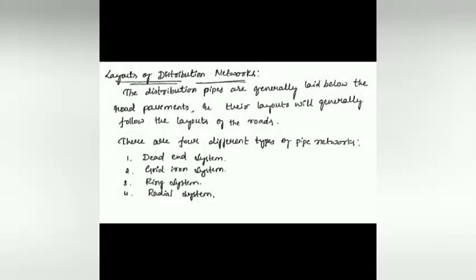Next, let us check out the layout of distribution network. We told there will be mains, sub-mains, branches and laterals. In what pattern will these be laid? This we call the layout of a distribution network. The distribution pipes are generally laid below the road pavements and their layouts will generally follow the layouts of the roads. So there are four different types of pipe networks we consider. First one is the dead end system, second one is the gridiron system, third one is the ring system, fourth one is the radial system. Now let us check how these will be laid and what are their advantages and disadvantages, and let us check their diagrams also.